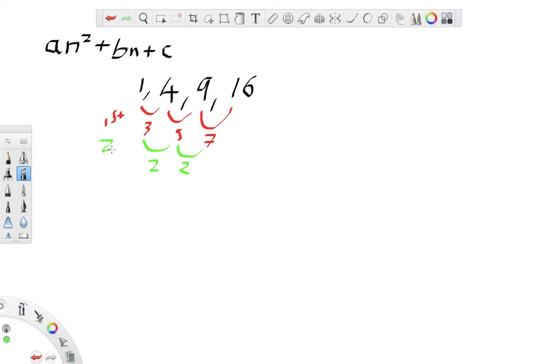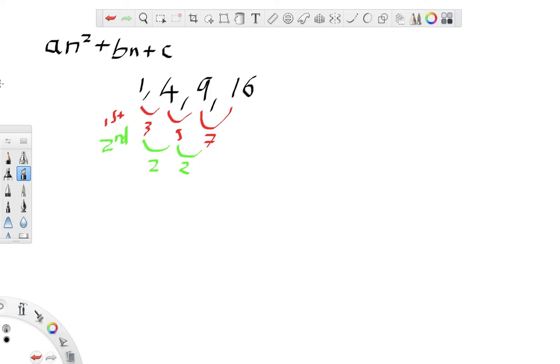So that's our second difference. And what is the point of doing that? Well, the amount that our second difference goes up by for a quadratic sequence will always be the same amount. So in this case it goes up by 2, but it will always go up by the same amount. So it could be 3, it could be 5, it could be minus 7. It will always be the same amount.